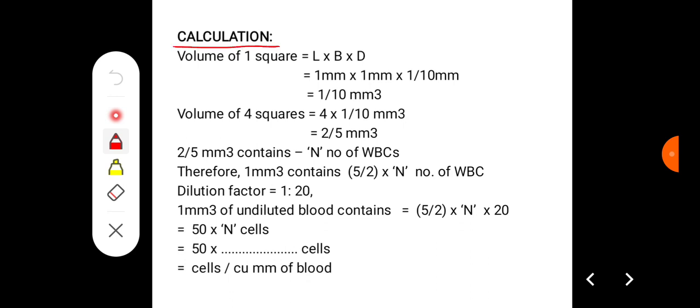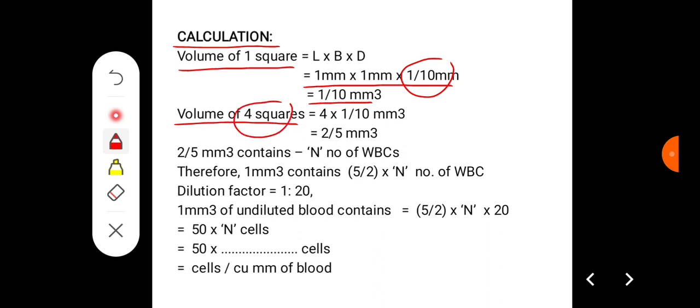Then the calculation part. We know the volume of one corner square, that is 1 millimeter into 1 millimeter into 1 by 10 millimeter, that is the depth. So it will be 1 by 10 millimeter cube. Thus we are counting the WBCs in 4 such squares. So the volume of 4 squares will be 4 into 1 by 10, that is 2 by 5 millimeter cube. So 2 by 5 cubic millimeter contains n number of WBCs. Therefore 1 cubic millimeter contains 5 by 2 into n number of WBCs.